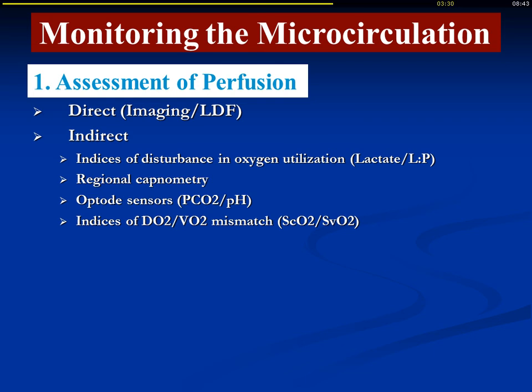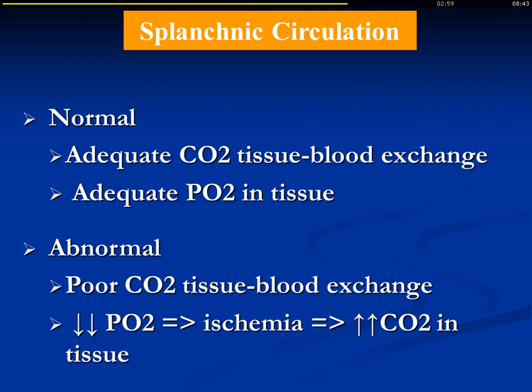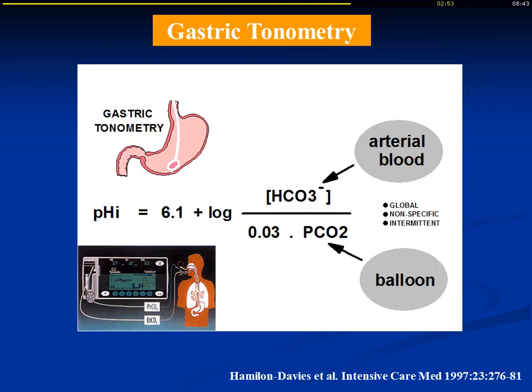So the indirect methods to assess the perfusion imply, as I told you before, looking at the metabolites of the cells. If the perfusion is good, the metabolites are not going to accumulate. If the perfusion is bad, you have some sort of accumulation of metabolites. That's exactly the idea that we used to develop devices like gastric tonometry. So tissue hypoperfusion will lead to tissue hypoxia. Tissue hypoxia will lead to tissue hypercarbia. So carbon dioxide is a very important metabolite that you can look at. This was incorporated in the gastric tonometry.